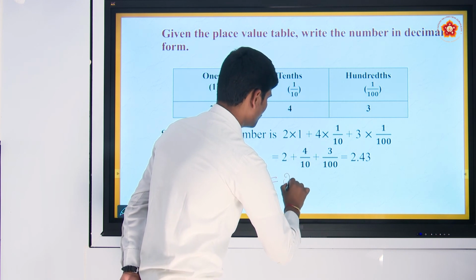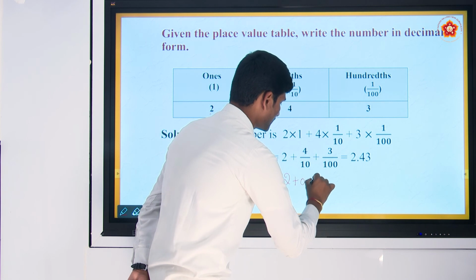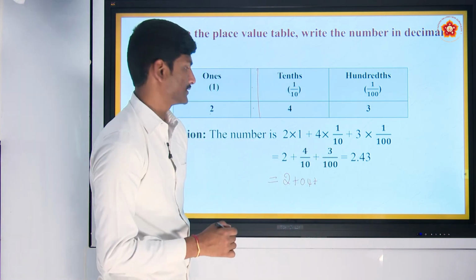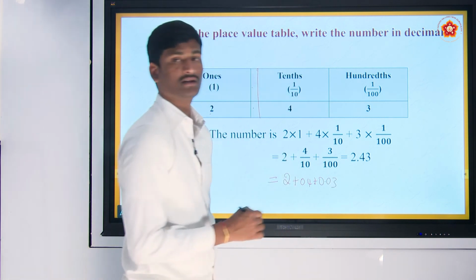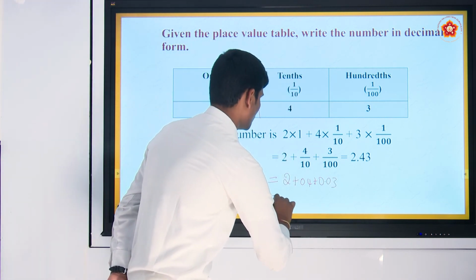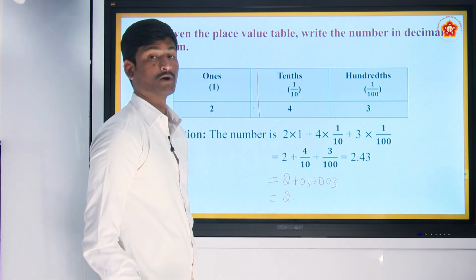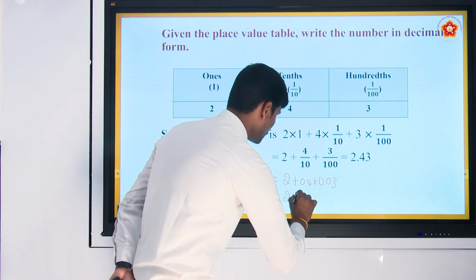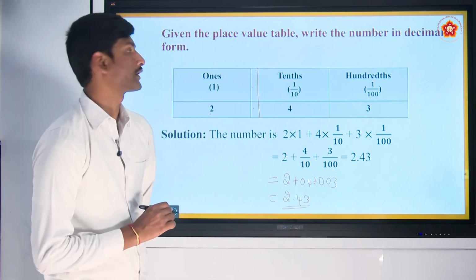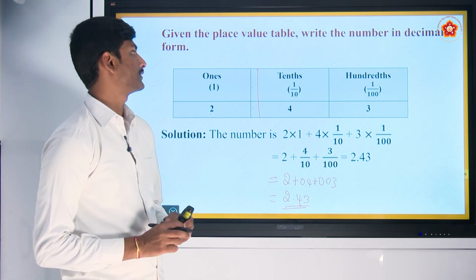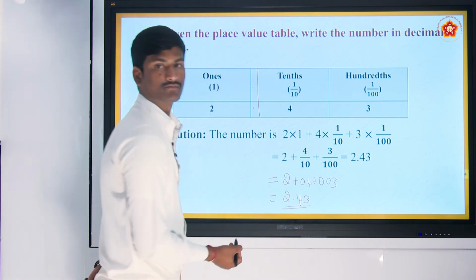Then 2 plus 4 by 10 means 0.4, plus 3 divided by 100 means 0.03. The final answer: 2 is the whole number part, 0.4 plus 0.03 is 0.43. The answer we get is 2.43. In the given place value table, the number in decimal form is 2.43.